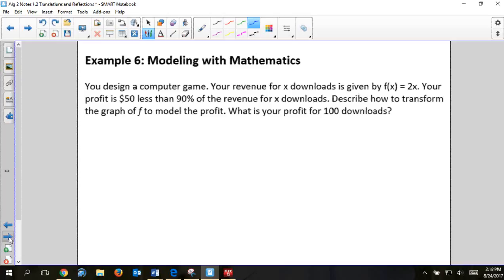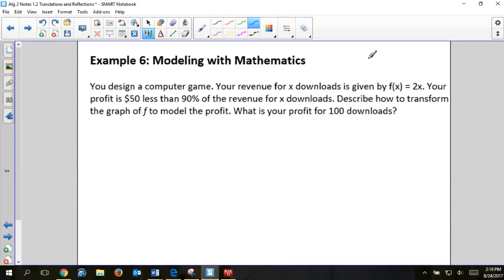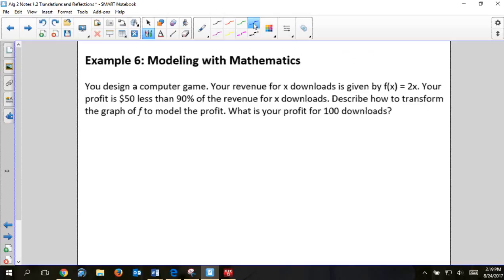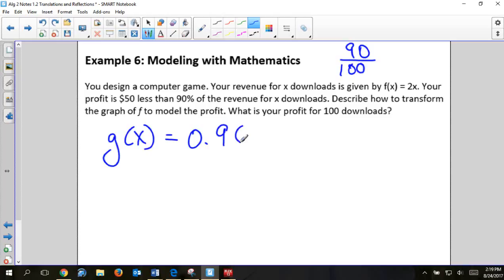What do you have to do first? You've got to find the 90% first. Even though it comes second in the question, you've got to find that first. And then we'll do $50 less of that answer. So the first thing we're going to do is 90%. Remember, if it is percent, it means per 100. So we do 90 per 100, and we write that as a decimal, 0.9 or 0.90. And then we do that of the function. We do that of f of x.